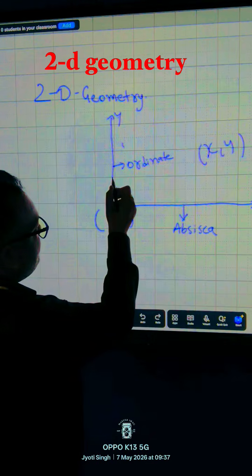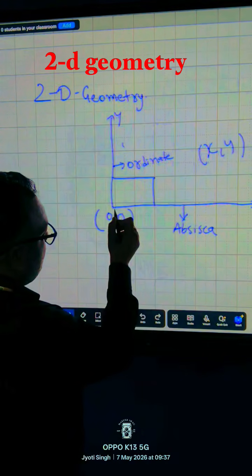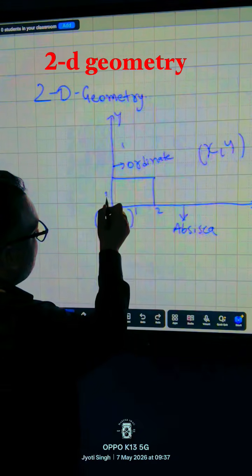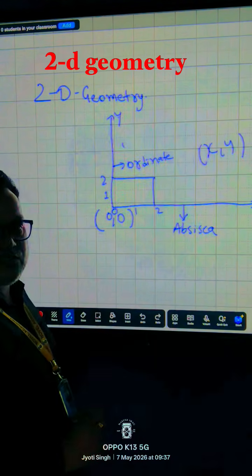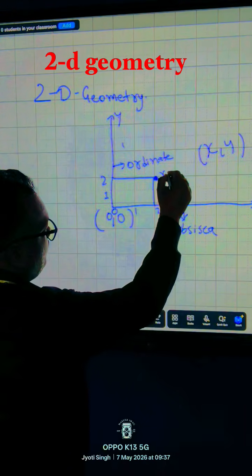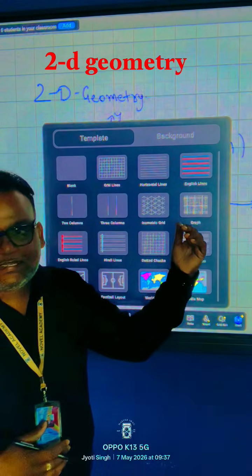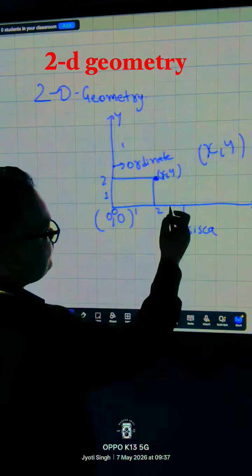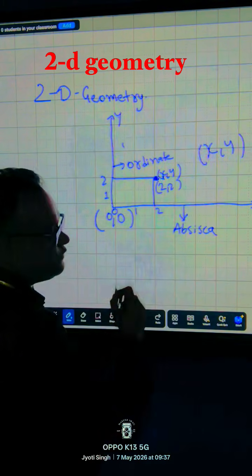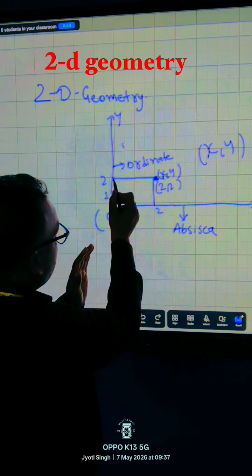So when we take the dimension, then we denote it as 0, and again 1, and again 2, and again it has 1 and it has 2. So this point represents x, y. This point represents x, y. That comes to be 2, 2. So you can see it is forming a rectangle.